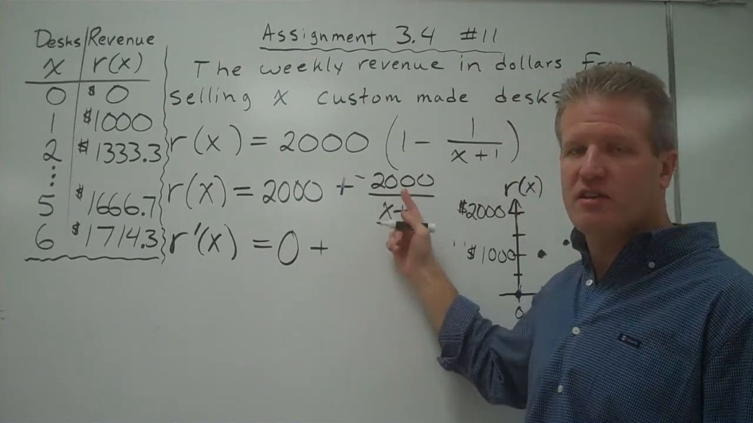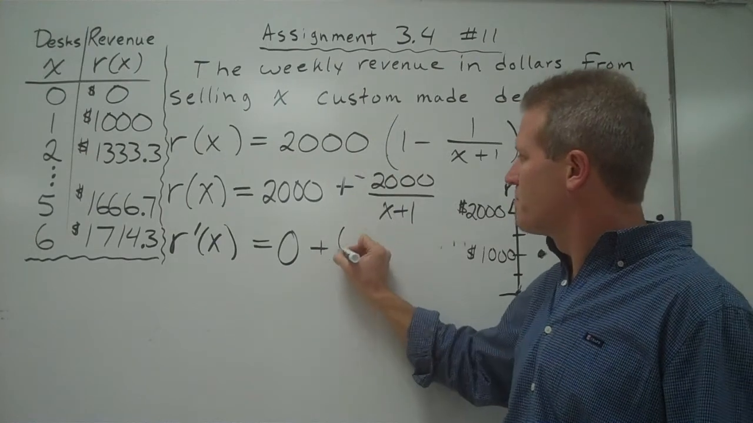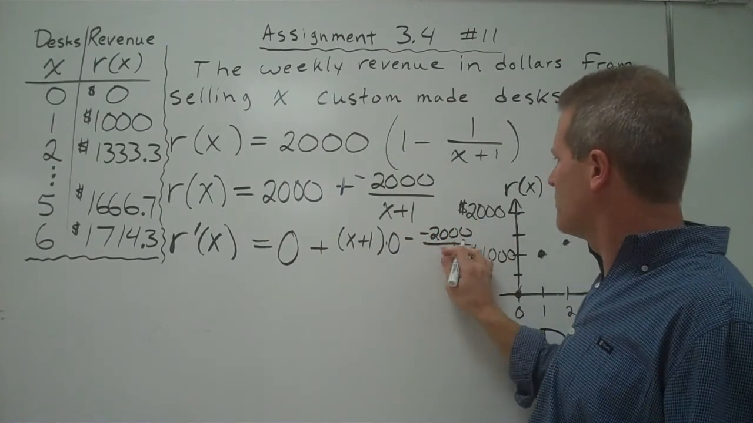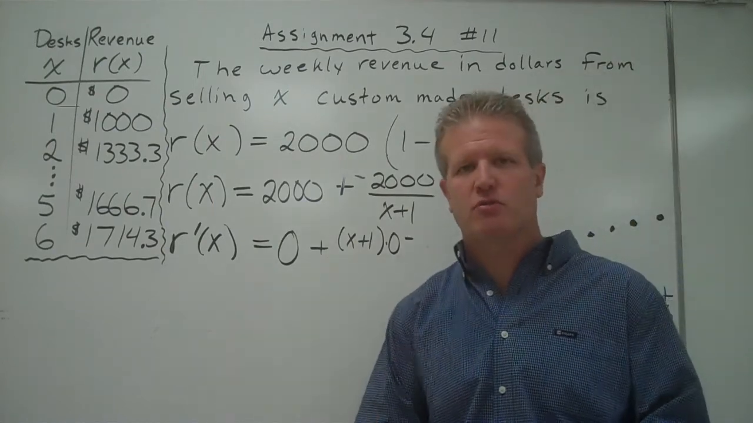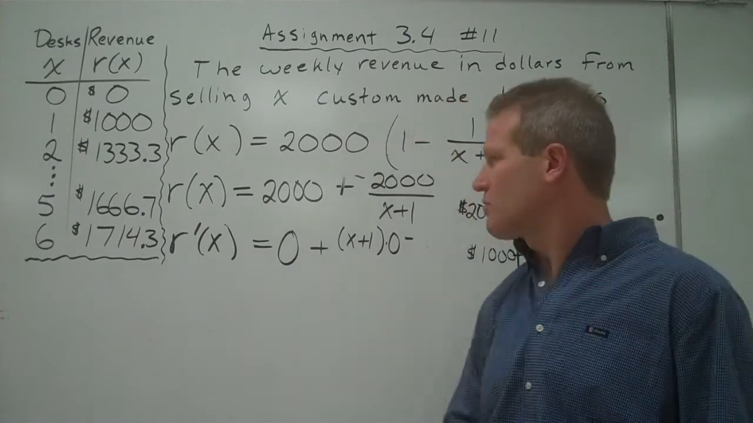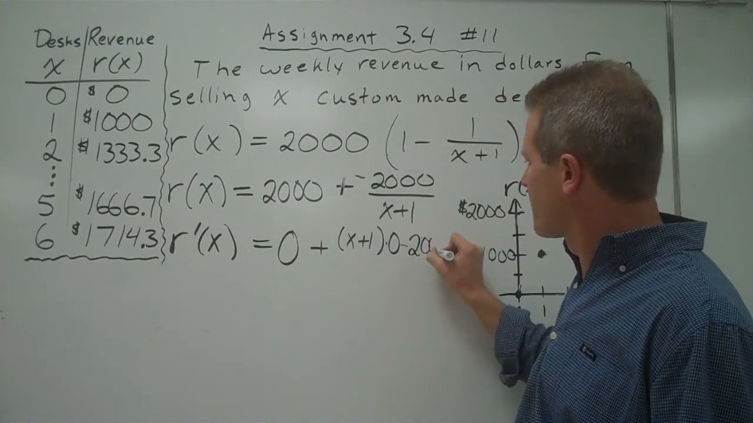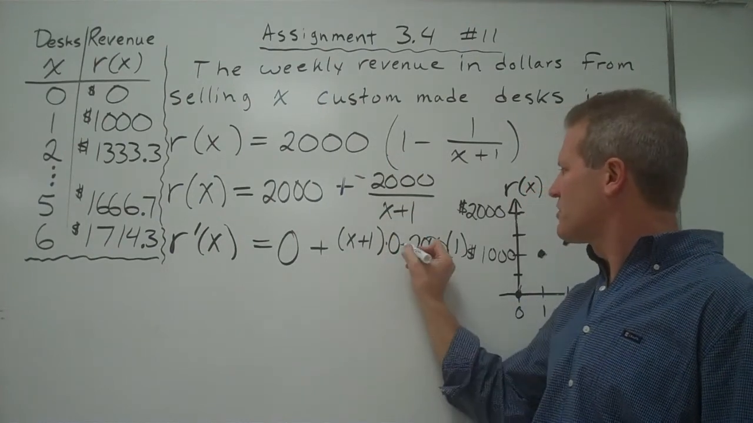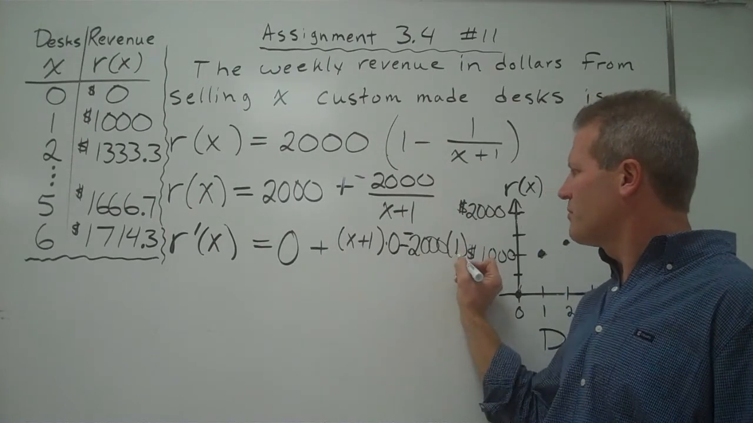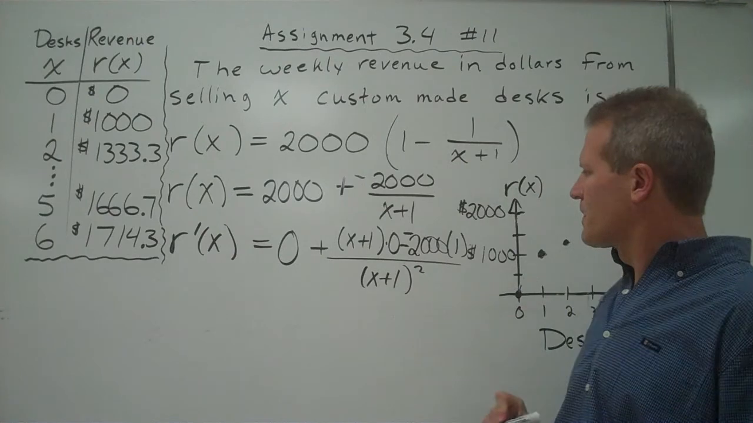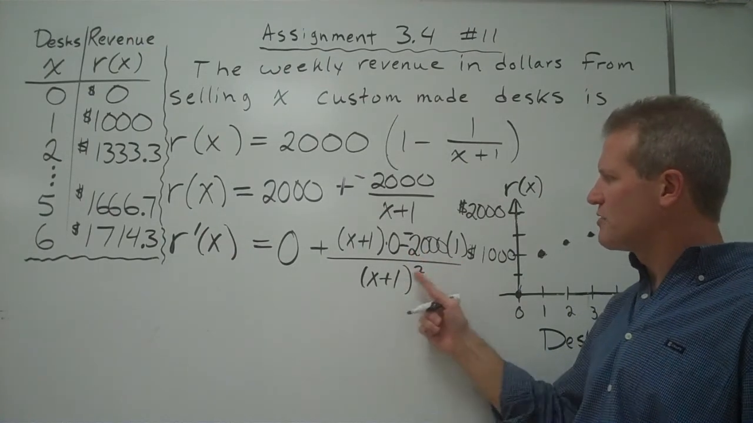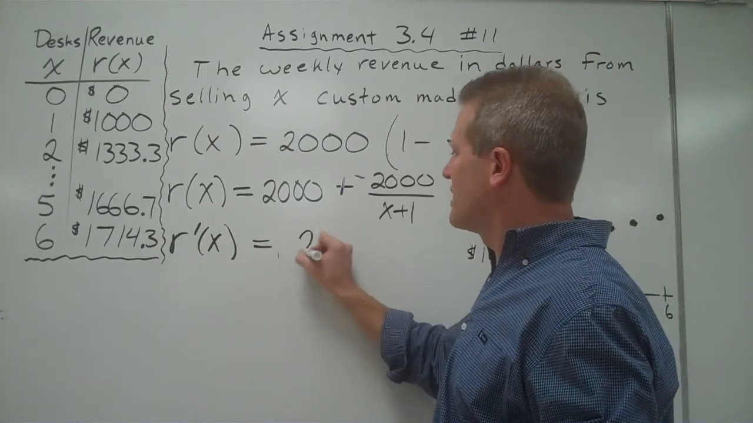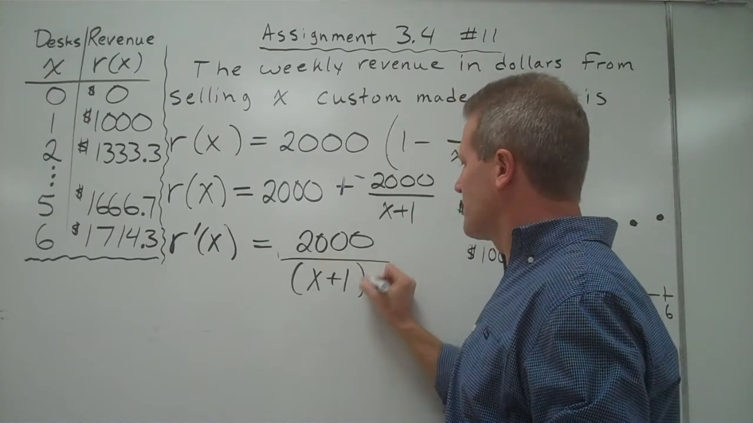Over here, there are different ways I could calculate this. I'm going to go ahead and review the quotient rule. The saying I'm using to remember the quotient rule is low d high minus high d low over low squared. It's a quick way to remember the quotient rule. So low is x plus 1, d high, the derivative of negative 2,000, would be 0, minus high, so it's minus negative 2,000, d low would be a 1, over low squared. If you simplify that, it's minus a negative, so that's positive 2,000 over x plus 1 squared. So my derivative, which is my marginal revenue function, is positive 2,000 over x plus 1 squared.